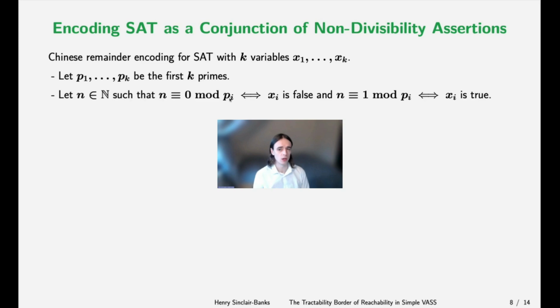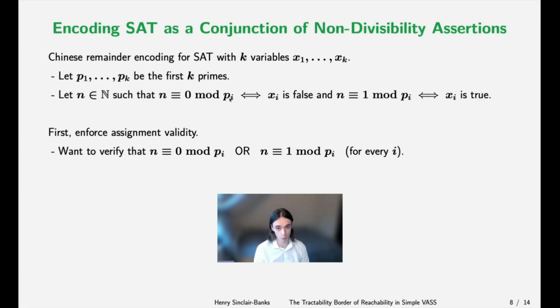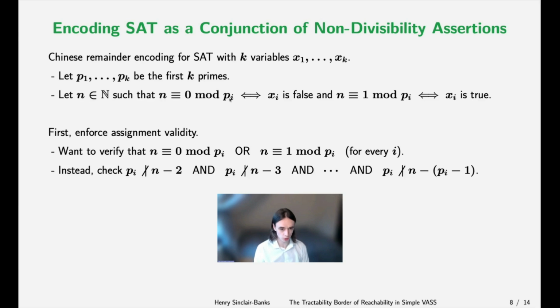Notice that for, well, at least the second prime 3, there'll be remainders that do not correspond to valid assignments, right? It could be the case that n is equivalent to 0 mod 3. This would not encode a valid assignment. So we need to enforce the assignment's validity by first verifying that n is either equivalent to 0 or 1 mod pi for each i. Instead of checking this, we're going to check that we're not equivalent to 2, 3, 4, etc. up to pi minus 1.